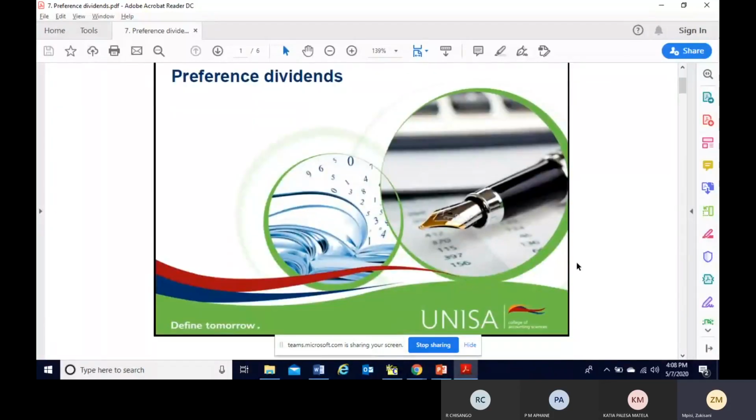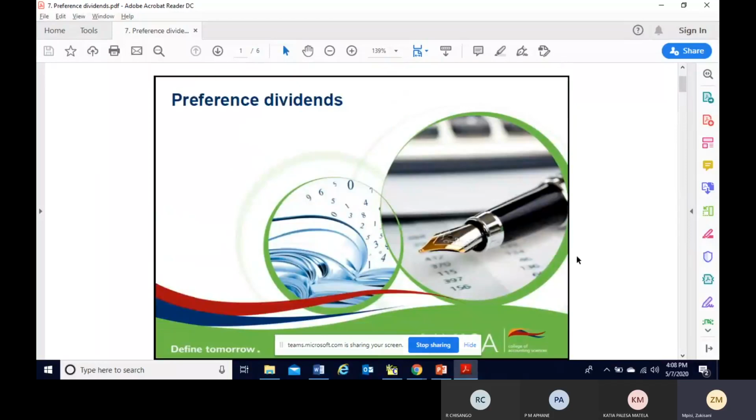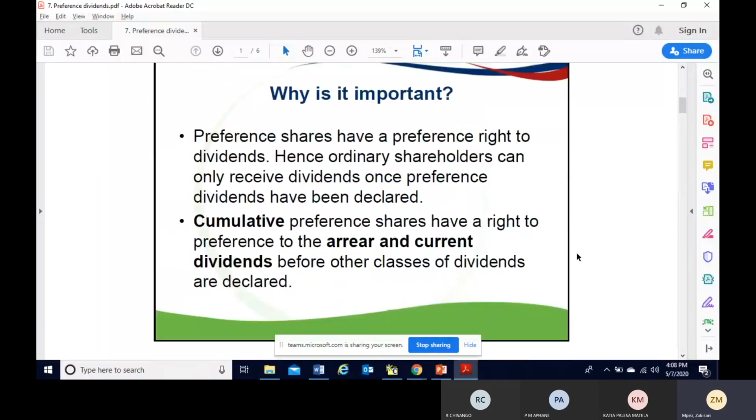So quickly, we're dealing with the treatment of preference dividends. Last time, we dealt with ordinary dividends, which is how ordinary shareholders are treated in terms of dividends. We spoke about arrear dividends, declaration, and when dividends are paid. So today we'll learn more of a new concept when it comes to preference shares. So why is it important? The question is, why is a preference share important?